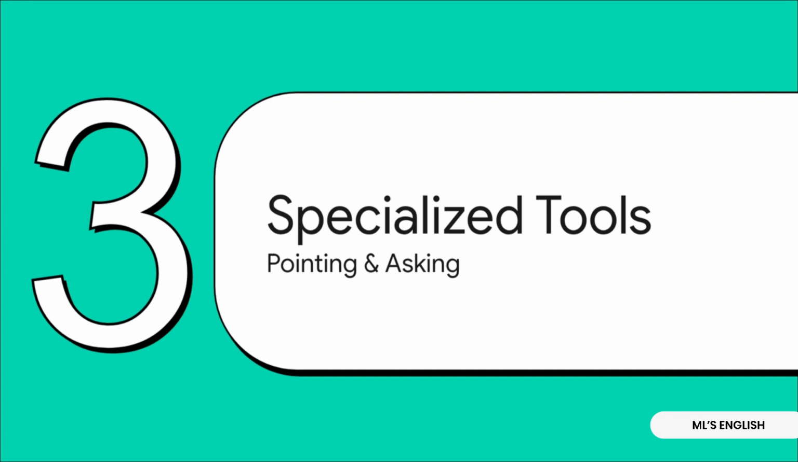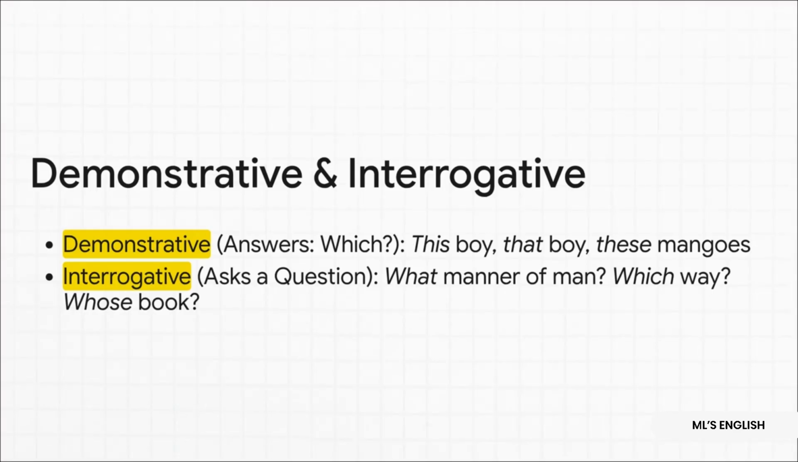All right, we've got the core tools down. Now let's grab a couple of specialized ones from our toolbox. These adjectives help us do more than just describe. They help us navigate our conversations by pointing things out or asking for more info. Demonstrative adjectives do exactly what they sound like. They demonstrate or point out a specific thing. This boy right here, or that boy over there. These and those are just the versions you use for more than one thing.